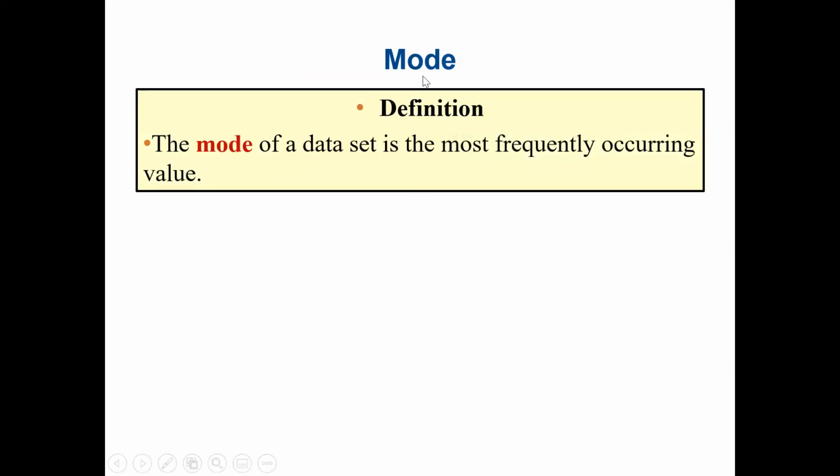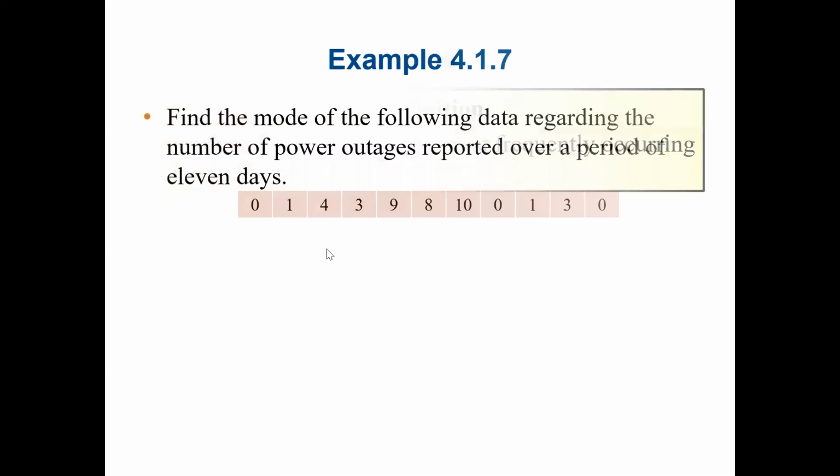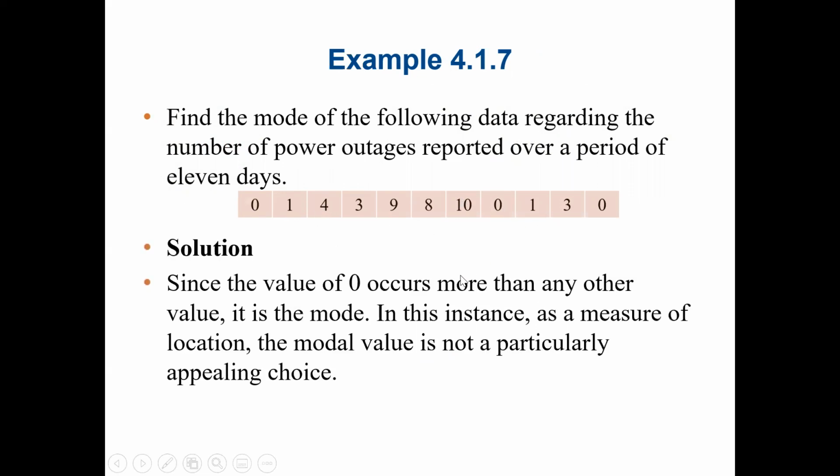Next, let's move to the mode. The mode of a data set is the most frequently occurring value. So the highest tally. So a data set is given here. They say we should find the mode of the following data. We can see that 0 will be the mode.